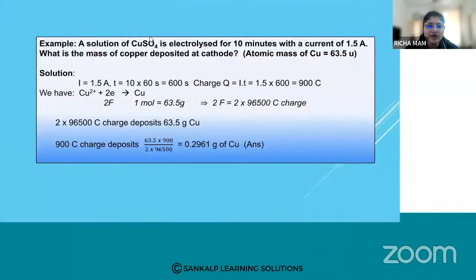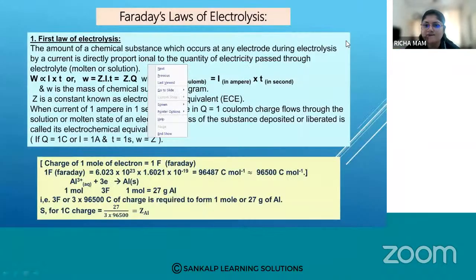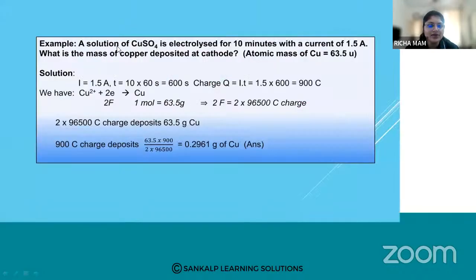So let us solve one problem on Faraday's law. This is the first question. A solution of copper sulfate is electrolyzed for 10 minutes with a current of 1.5 ampere. What is the mass of copper deposited at the cathode? The atomic mass of copper is given. Just see how it is solved. This is a solved one; later we will take some unsolved questions.